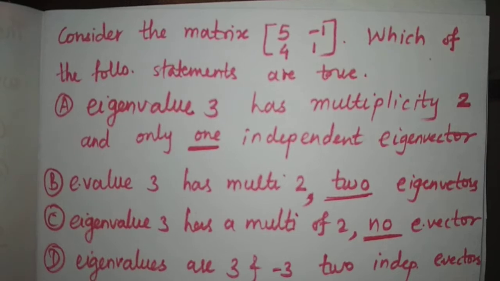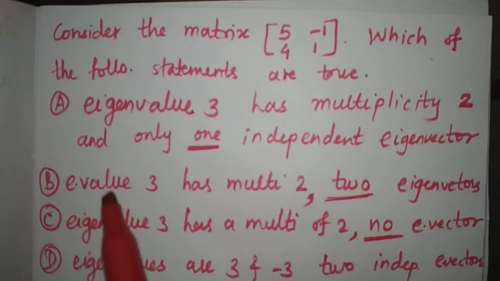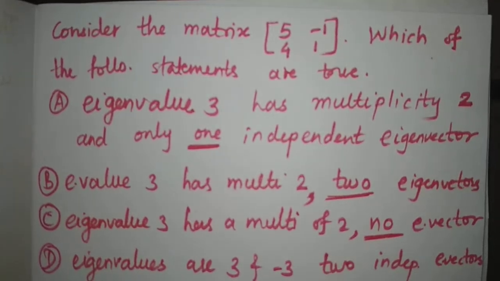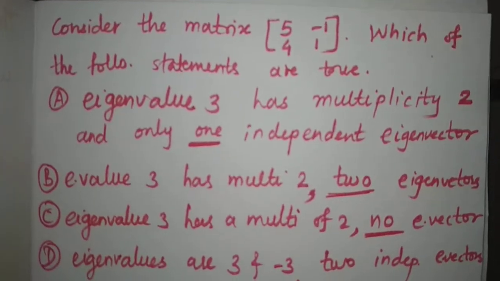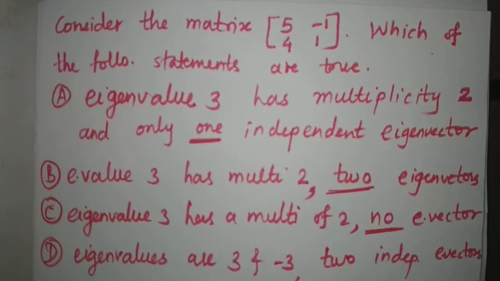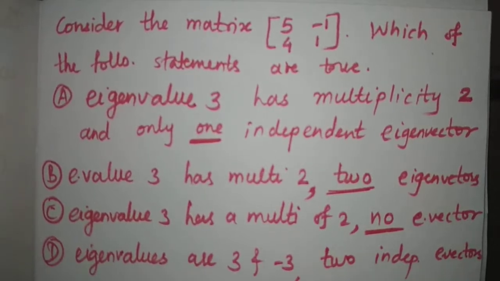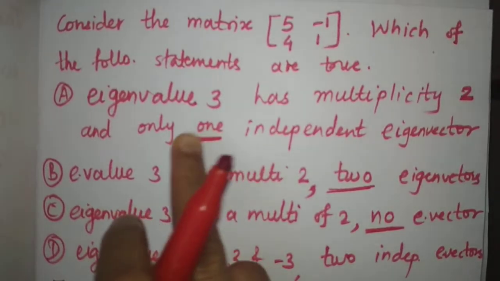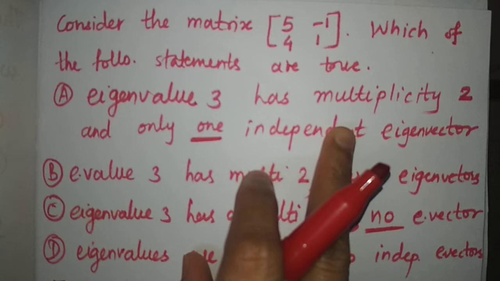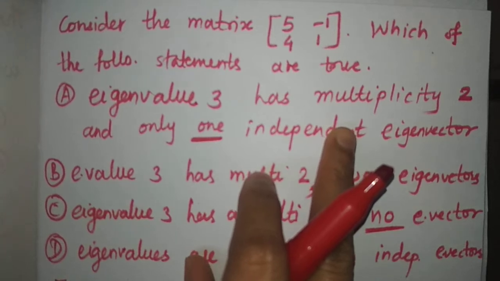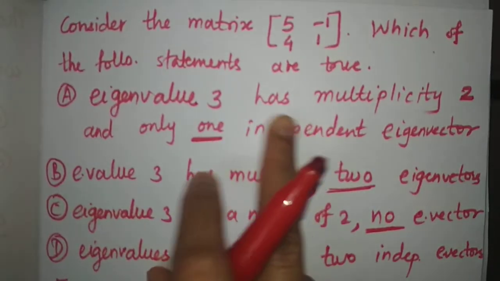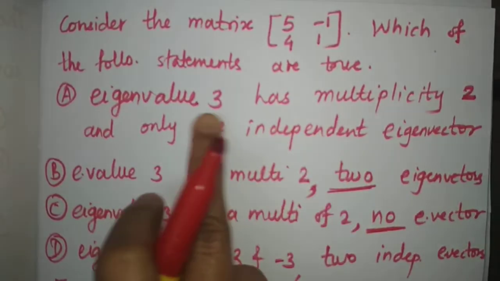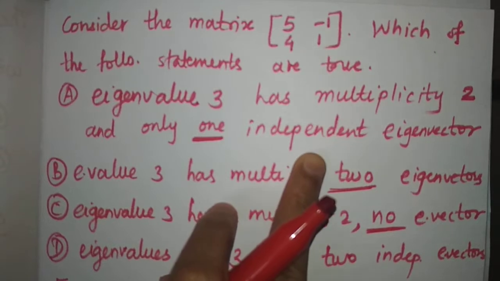The question is about matrix and its eigenvalues and eigenvectors. So the matrix is 5, minus 1, 4, 1, and we are asked about the true statements for the given matrix. Statement A: the given matrix has eigenvalue 3 with multiplicity 2. That means the eigenvalue 3 is repeated twice and has only one independent eigenvector. That means this eigenvalue 3 gives only one eigenvector.